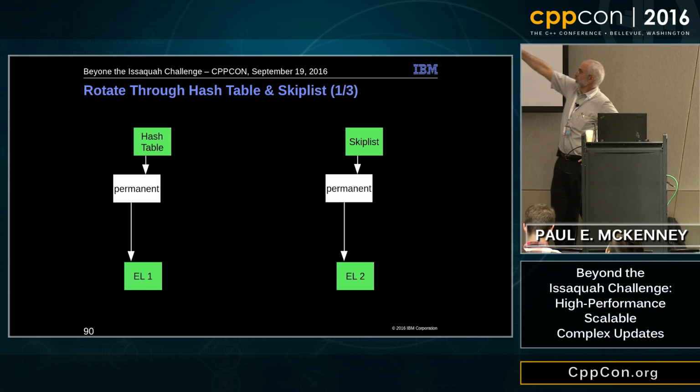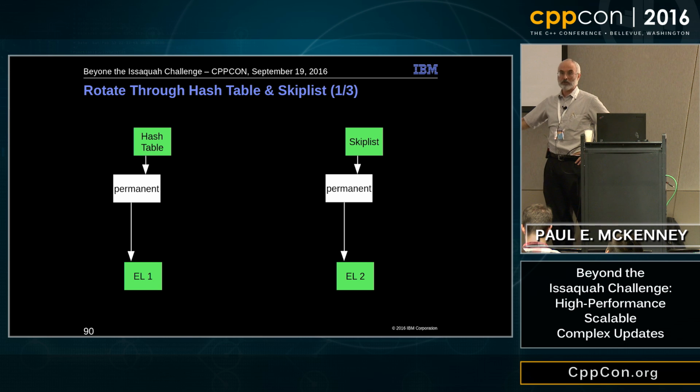Okay, so if it looks up in the hash table and sees element 2 there, that means that the switch has already happened. Therefore, if it looks up in the skip list, it better see element 1. Okay? If it sees any evidence that the switch has happened, anything it looks at after that had better see that switch as having happened.